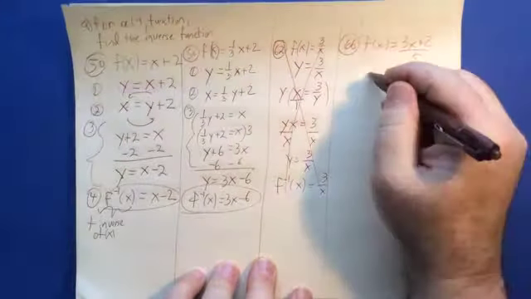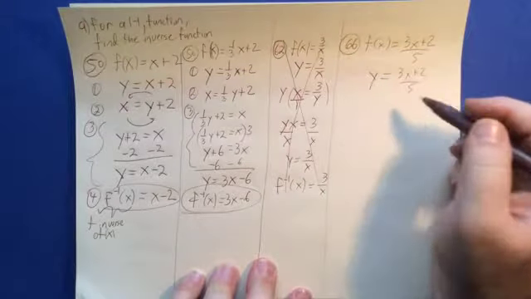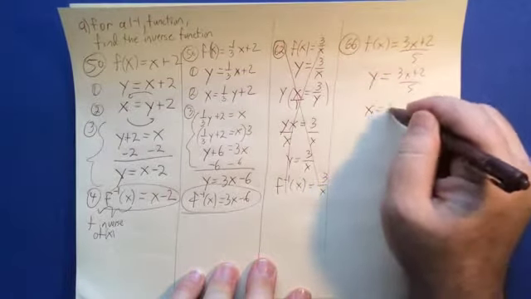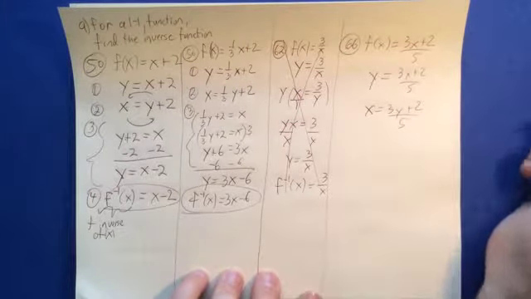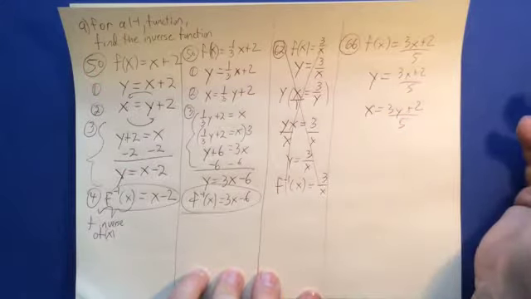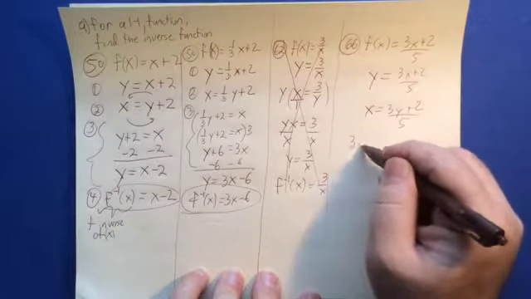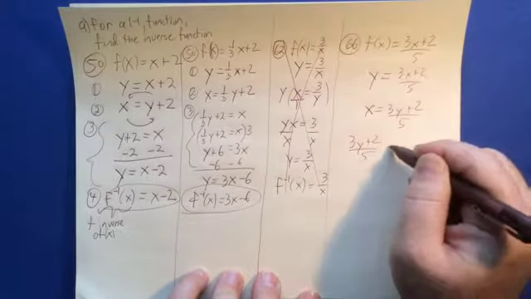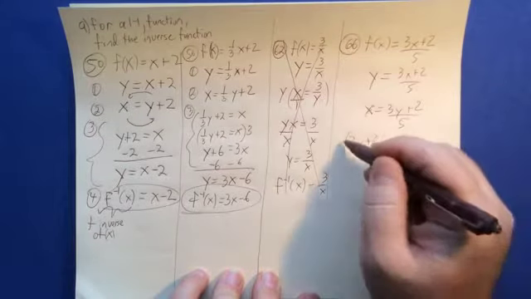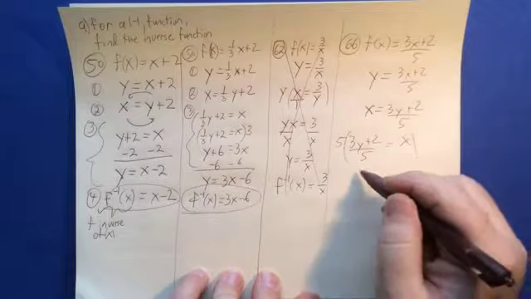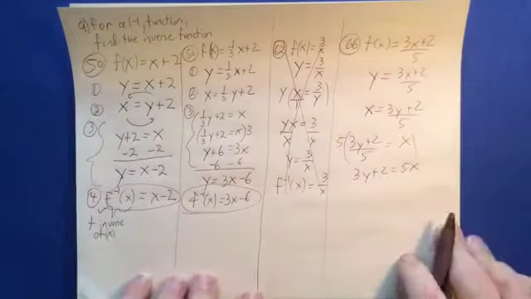Again, first step, replace f of x with y. And then I'm going to switch x and y now, so make that x equals 3y plus 2 over 5. There are a couple ways you could do this, but let's just switch everything out. So I'm going to move this now. 3y plus 2 over 5 equals x. The next thing I'm going to do to get y by itself is multiply both sides by 5. So I get 3y plus 2 is equal to 5x.